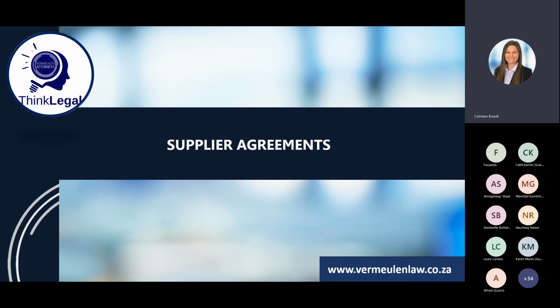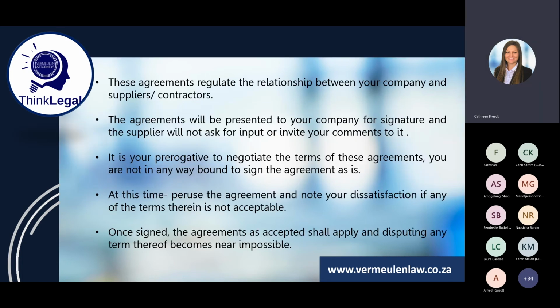Okay, then the second agreement between your company and external participants is the supplier agreement. So what is a supplier agreement? These agreements regulate the relationship between your company and its suppliers or contractors. So in this instance, you are the client. So let's say, for example, you rent a printer on a month-to-month basis. Obviously, the agreement that you sign when acquiring the printer is not something that your offices have drafted or that comes from your office. It comes from the external company. So the agreement will be presented to your company for signature, and the supplier won't ask you for your input or invite your comments to it.